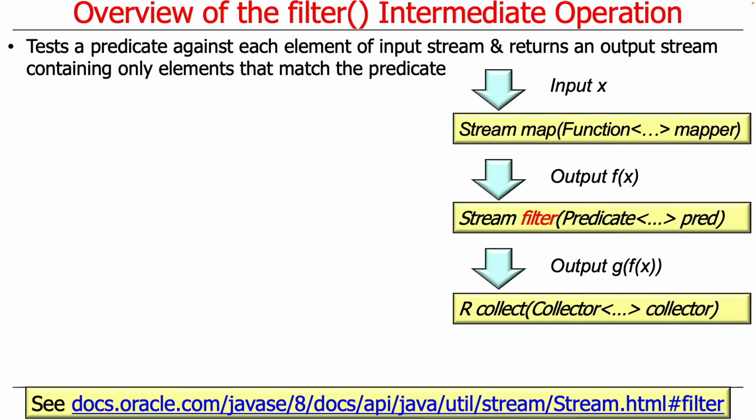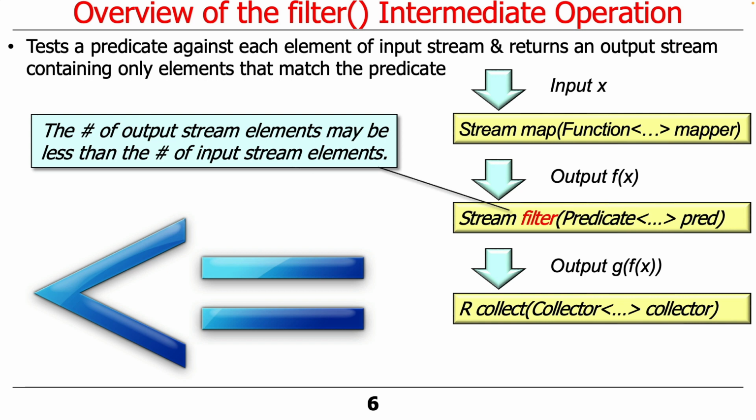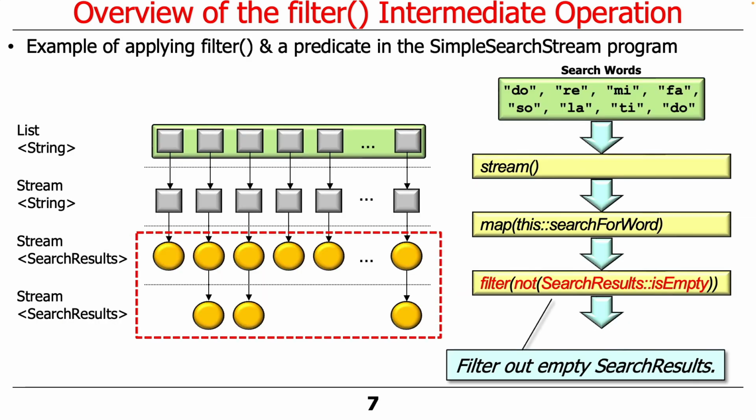So what filter does is it tests a predicate against each element of an input stream and returns an output stream that contains only the elements that match that particular predicate. Therefore, the number of elements in the output stream might be less than the number of elements in the input stream, which depends, of course, thoroughly on whether or not they match the predicate. If everything matches the predicate, then you're fine. It's the same number. If something doesn't match the predicate, that will be dropped.